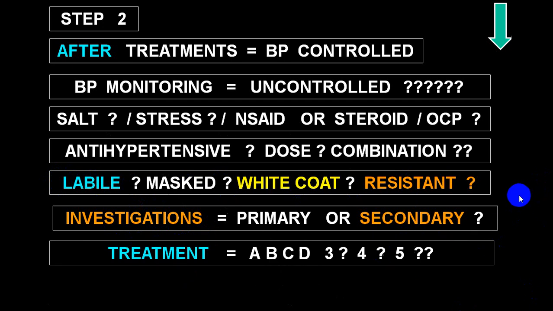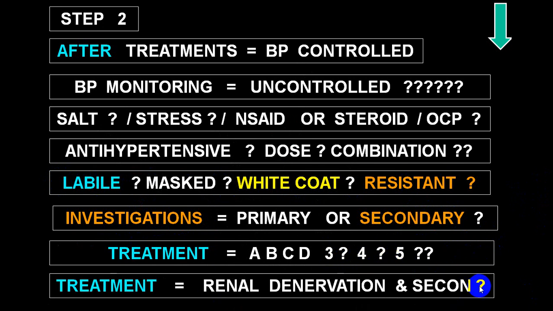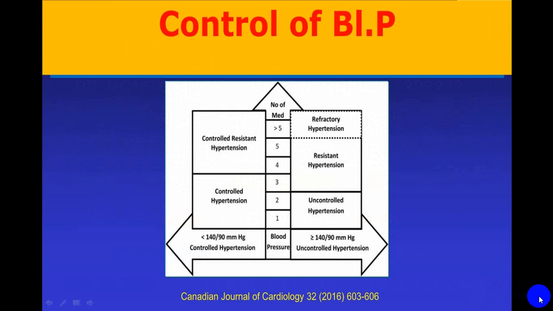And then what we say is add on a fourth drug, fifth drug, sixth drug, etc. Or you might go for renal denervation and treatment for secondary. And in case of secondary, some causes are reversible, which need surgical intervention, so that can be done. So that is what we have said before.